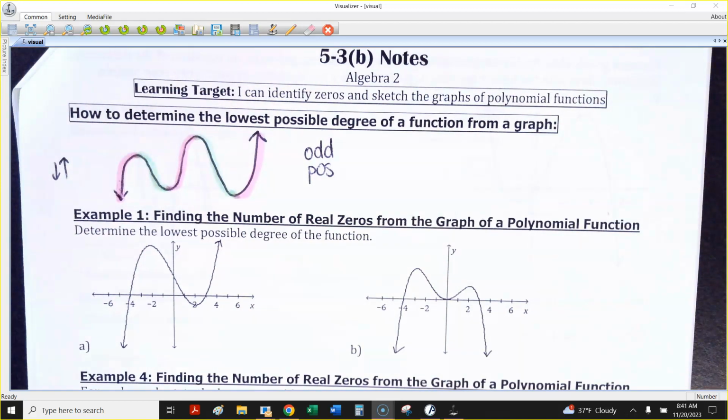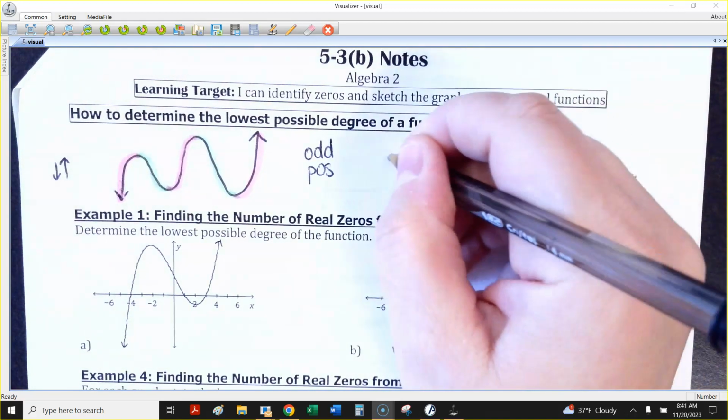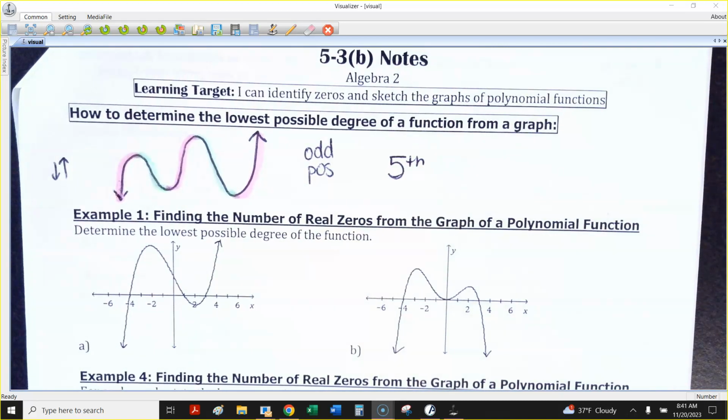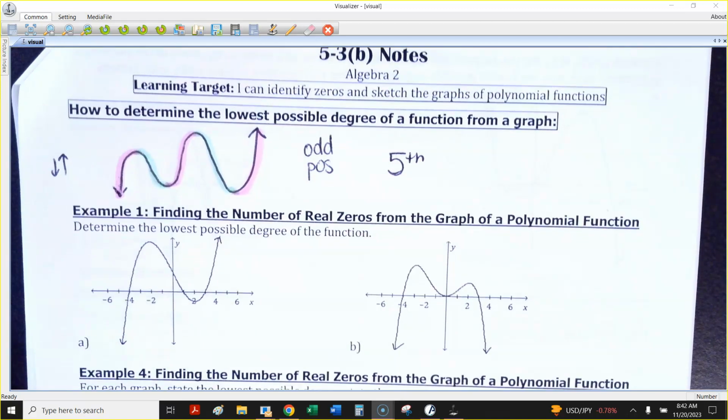So it's the number of different intervals of increasing or decreasing. It's literally just 1, 2, 3, 4, 5. That's the lowest possible degree. It could be higher than that, but that is the lowest possible degree. So this would have x to the 5th as the highest power at least. It's just the number of intervals increasing and decreasing. When I trace the graph, I count how many times I'm going different directions. So it's 1, 2, 3, 4, 5. That's it. So we're going to have you look at a couple graphs here.